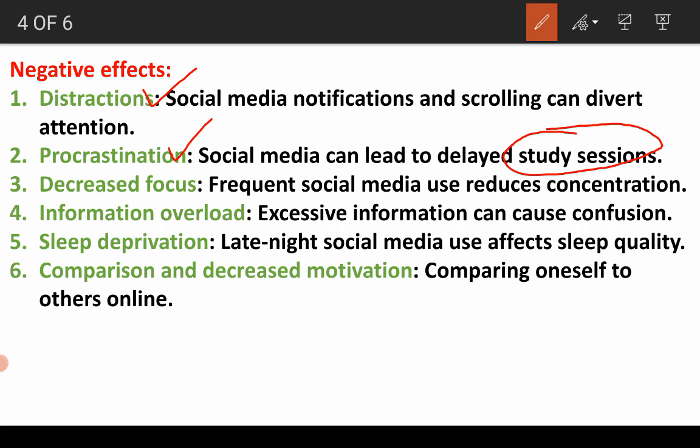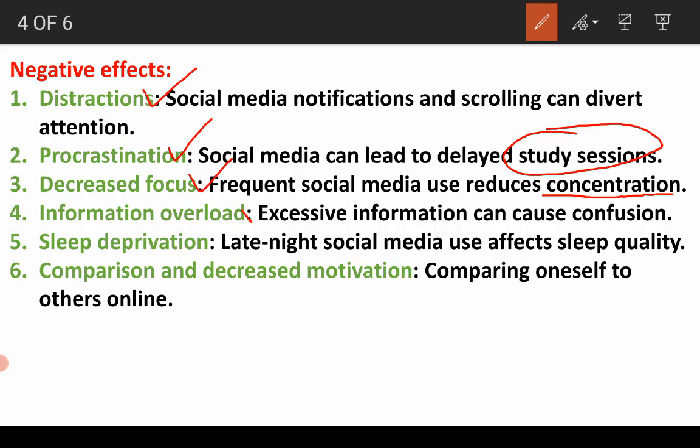But it can also decrease the focus on studying. Frequent social media usage reduces concentration. If you have your phone by your side and you are trying to balance between studying and interacting with people on social media, you lose the focus, you lose the concentration, you don't focus on your studies. As a result, the effectiveness of your study is affected.